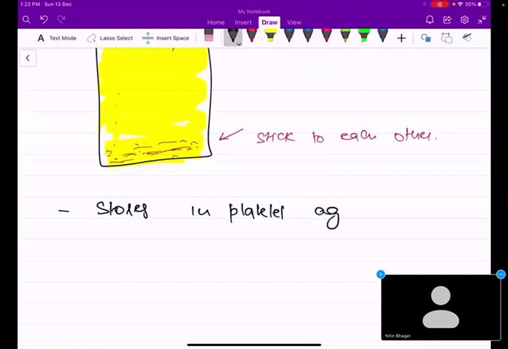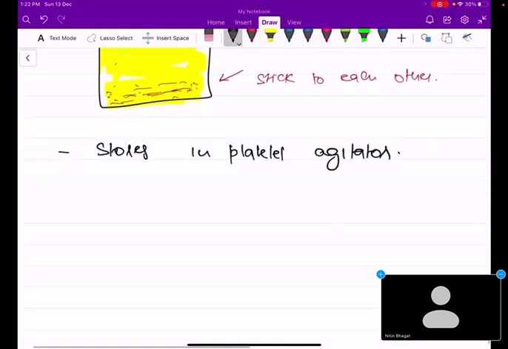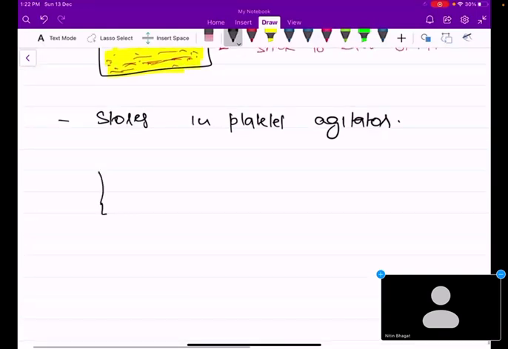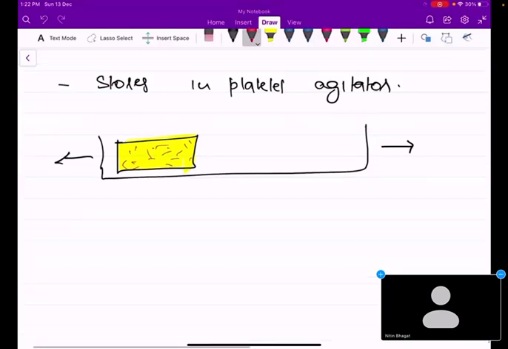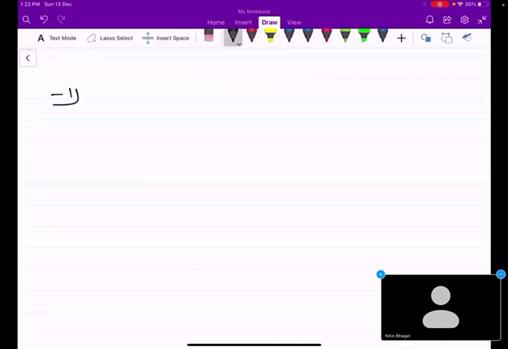a platelet agitator. So what is the platelet agitator? It is just a tray which is in continuous motion. The tray will be continuously vibrating. So what is the benefit of continuous vibration? Platelets will always remain in motion and they will remain suspended. So it is stored in a platelet agitator.